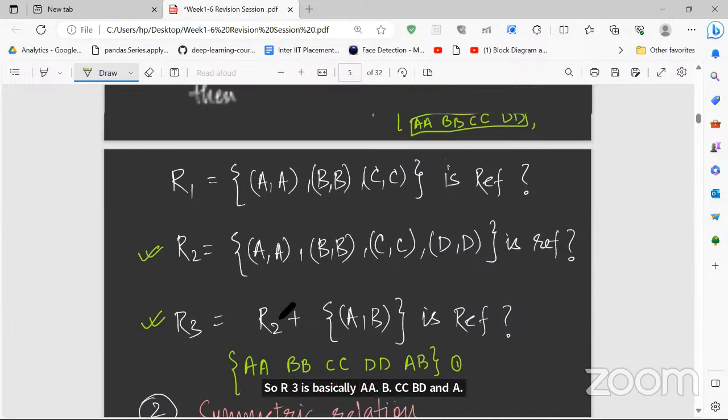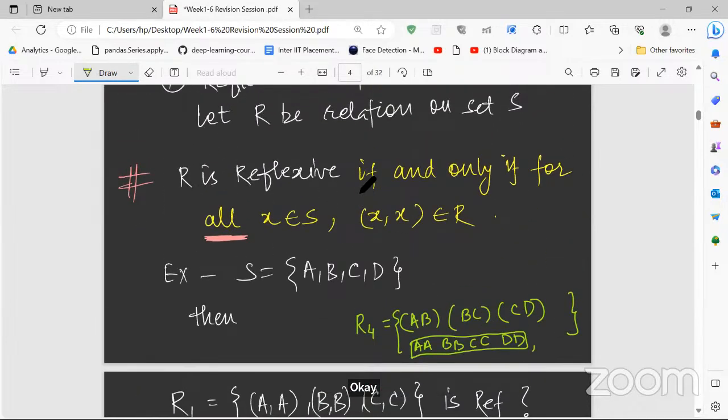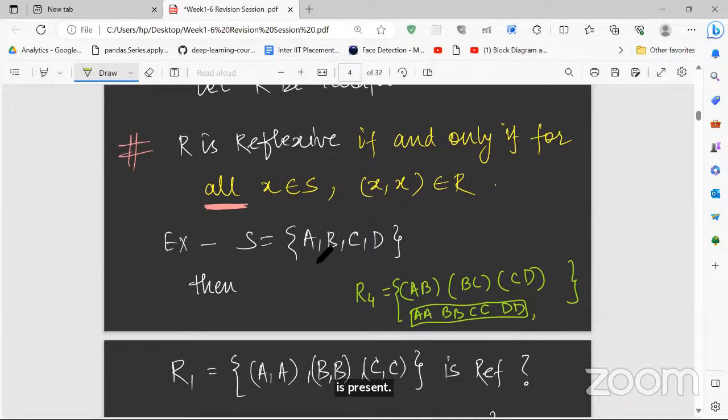Okay, what did I tell you? What's the statement? For all X belongs to set S, XX should be present. So what are all the X? A, B, C, D. So all X means AA, BB, CC, DD. Apart from that, if anything else is present, I'm not worrying about that. I only need to worry that these four things should be there: AA, BB, CC, DD.